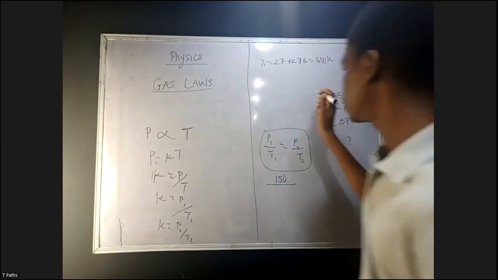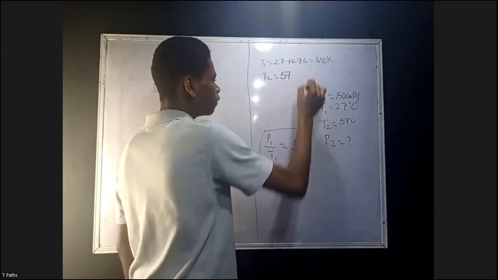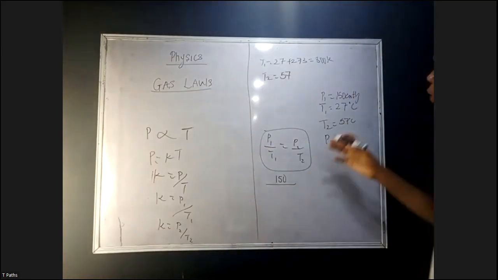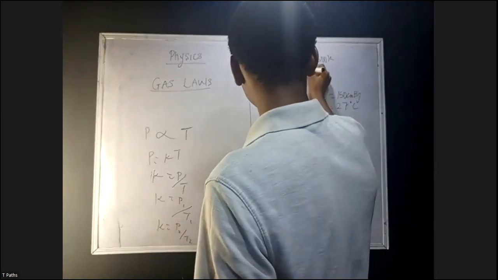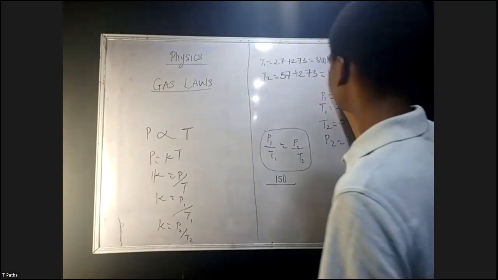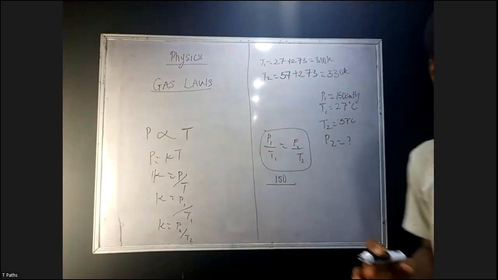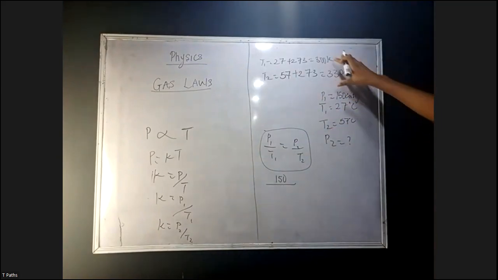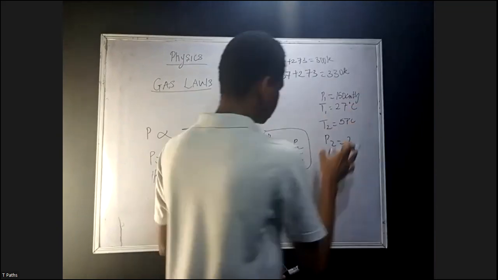Also, I have my T2, which is 57 degrees. I'm also converting it to Kelvin from Celsius. So what am I going to do? I'm also going to add 273. That's plus 273. All right. So now 57 plus 273, that's going to give me 330 Kelvin. I hope you guys are following me. So now my two temperatures are already at absolute temperature. They're in Kelvin as the unit.